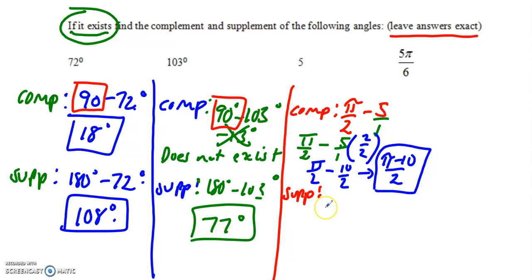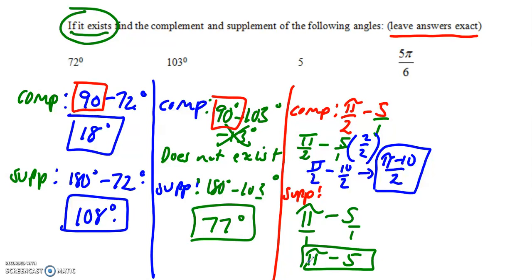The supplement of 5, you would think the same type of logic. The 180 degrees in terms of radians is just pi. So you initially would say, I'm going to take pi and subtract 5. This time, the denominators are both 1, so we don't have to get a common denominator. So the answer is just pi minus 5. And yes, these are technically decimals as well, but I asked you to leave the answers exact.